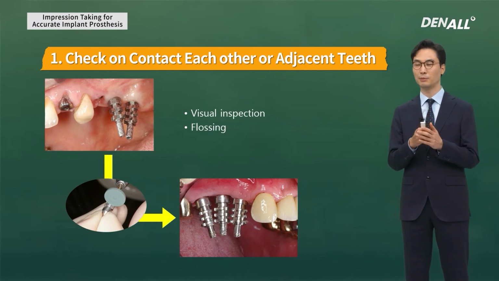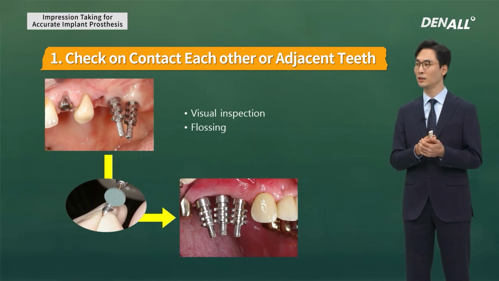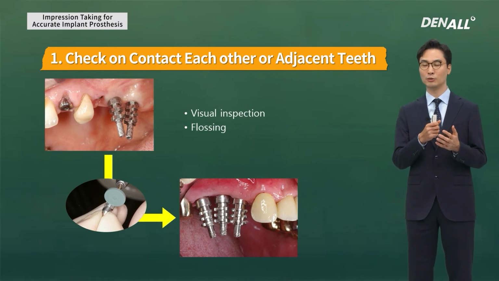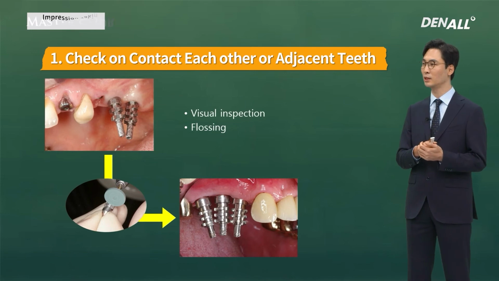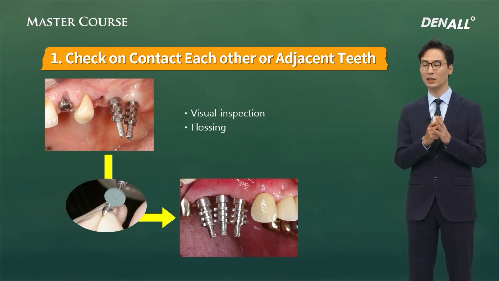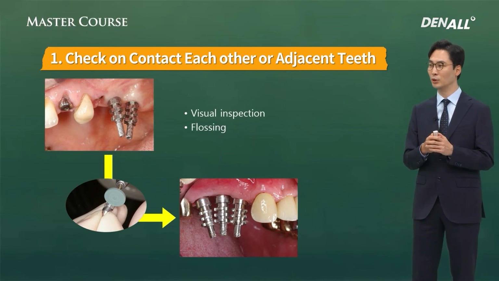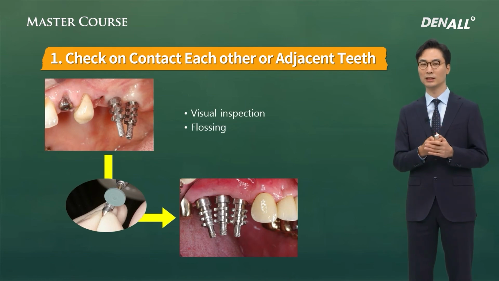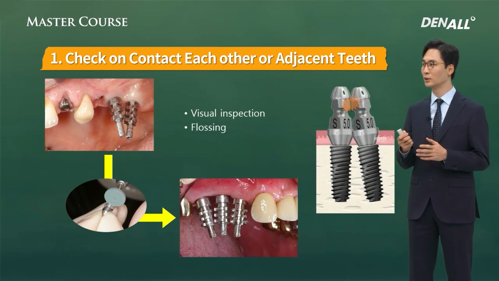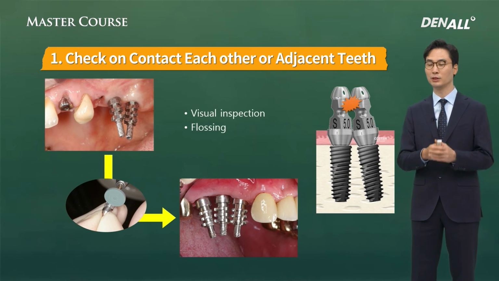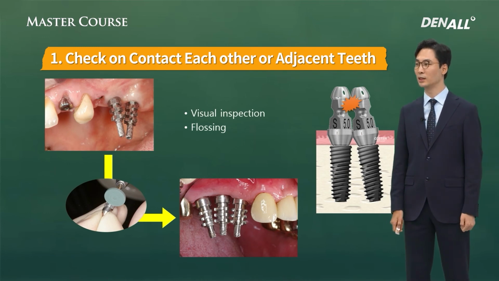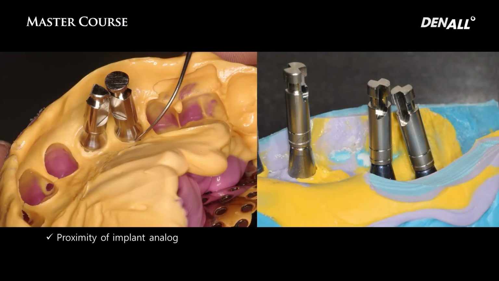We need to make sure if the distance between implants is too close or if the angle is deviated. We need to make sure that the two copings are not in contact visually, and if you cannot really see it, you need to use floss and check whether there's no resistance. If there's resistance, even if it means adjusting the coping, you need to make sure that there's a space between copings, and then proceed with impression taking.